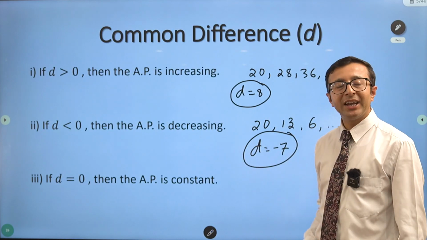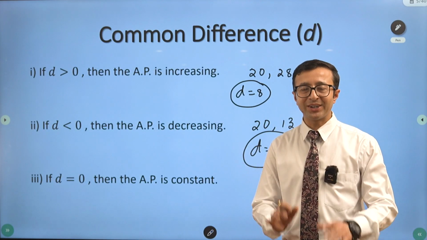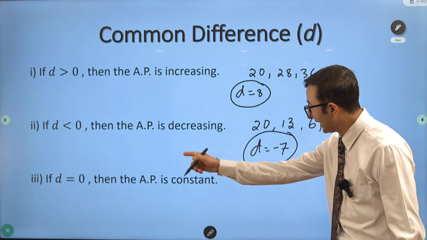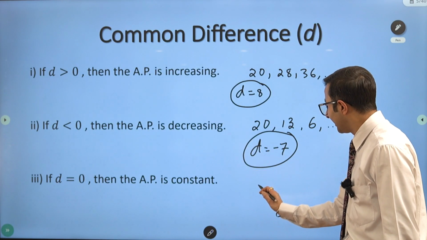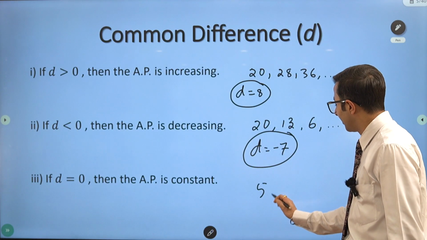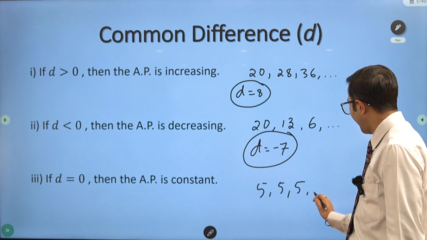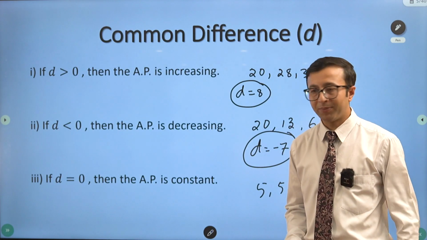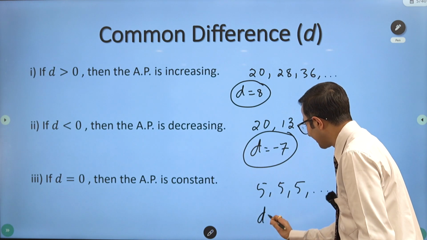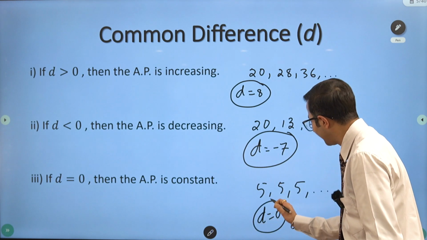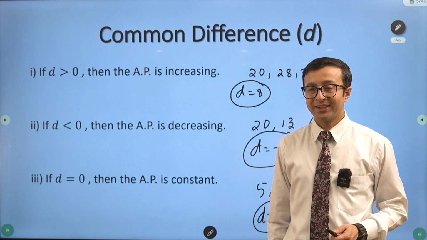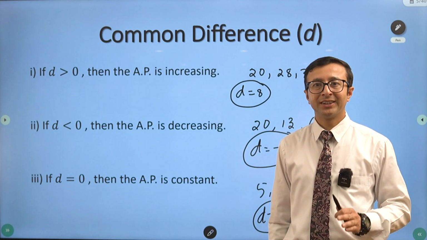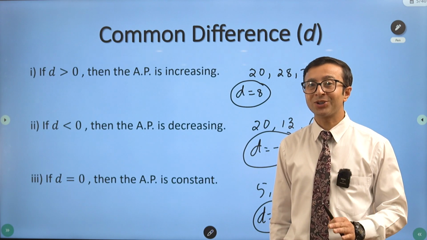Now third one, if D is equal to 0, if the common difference is 0, as we have already seen in the example, then the AP is constant. That means the same number is repeating. Let's say for example 5, 5, 5 and so on. For such APs, the common difference is 0 and we say that the AP is a constant AP.